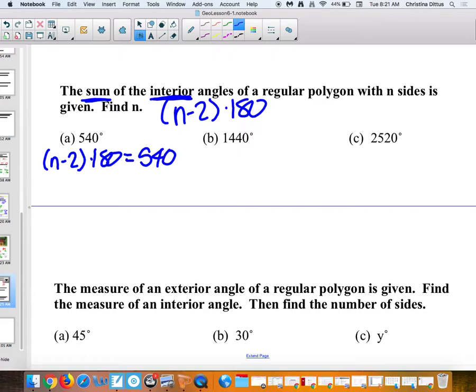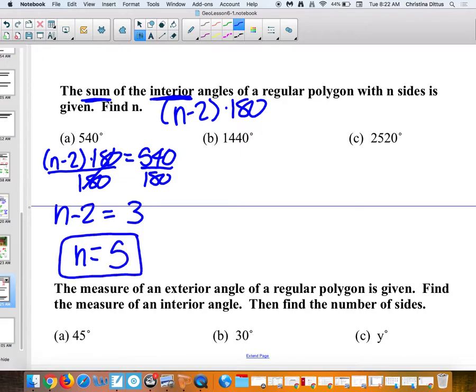First thing to do to get n by itself is divide by 180. So the 180s cancel here. What is 540 divided by 180? 3. So n minus 2 equals 3, and n is 5. If you just know it already, because we did one like those, that's fine. I would make sure you know how to do your math, because you might not always know off the top of your head.